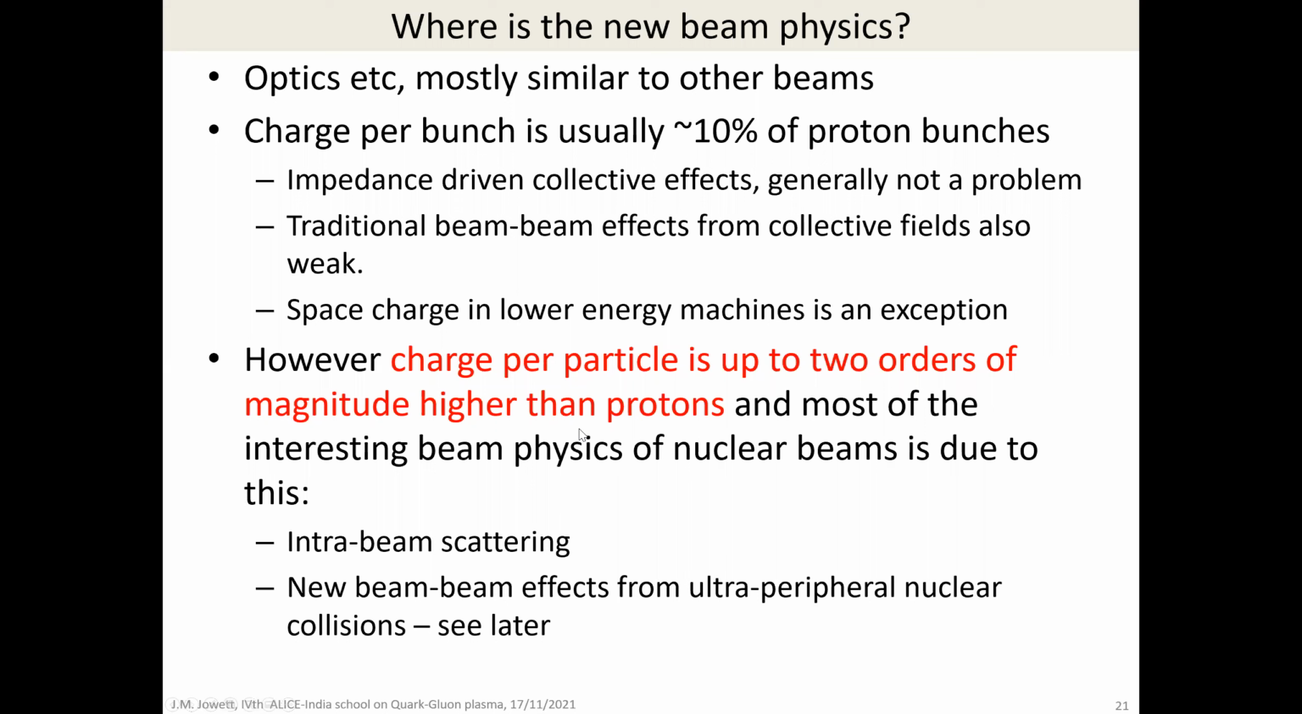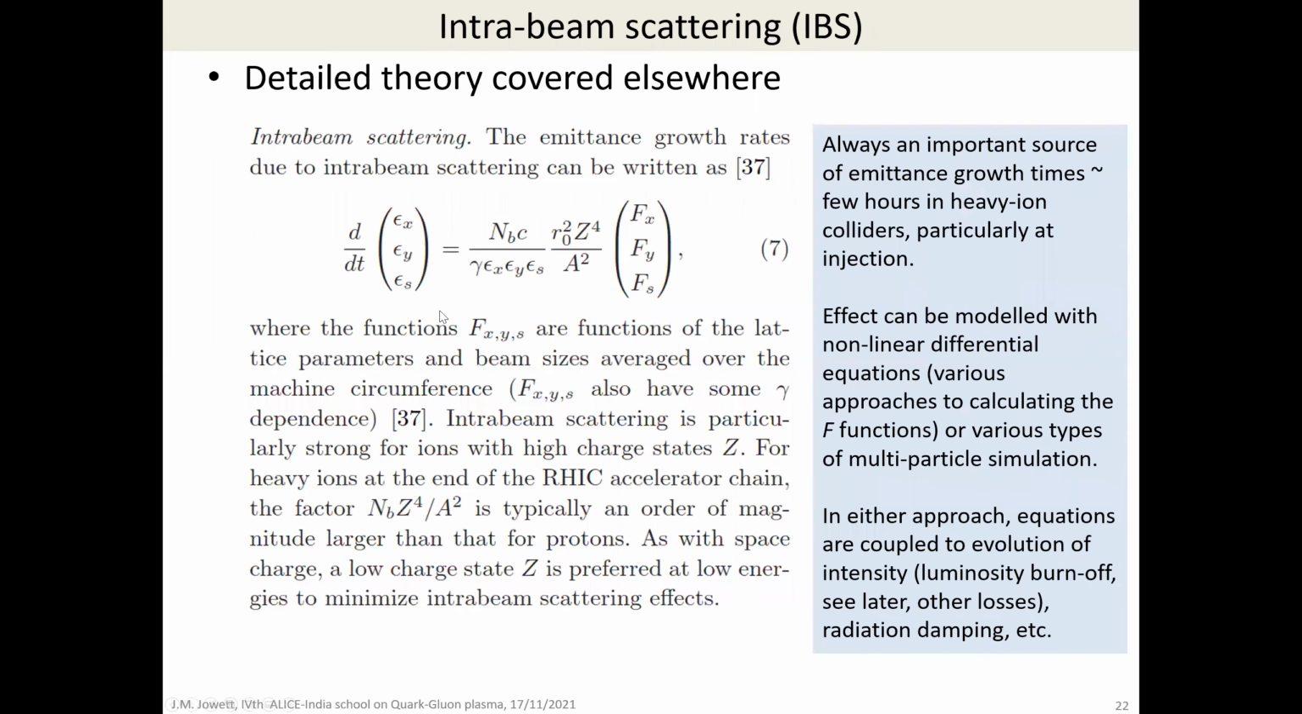However, the difference is that we have a large charge per particle, 82 times more than for protons, and most of the interesting beam physics is due to this, in particular intra-beam scattering, which is multiple small angle Coulomb scattering within the bunches, and new beam-beam effects from ultra-peripheral nuclear collisions I'll discuss later. Intra-beam scattering, the theory due to Bjorken and Mtingwa and others, can be summarized like this. The emittances grow according to a formula in which the main beam parameters come into these factors.